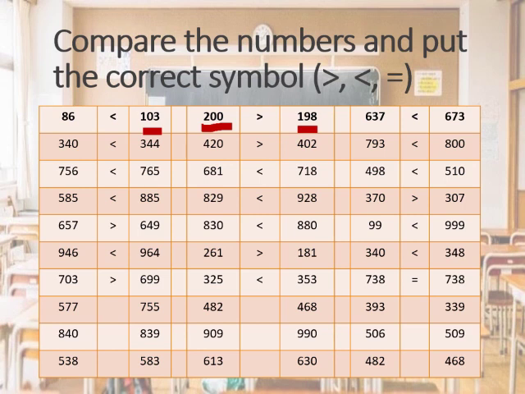Next question is 637 and 673. In both the numbers, in the hundreds place it is 6, in the tens place on one side it is 3 and on the other side it is 7. So 3 is less than 7. So 637 is less than 673. Students, now I hope you have understood these questions properly. Some of the questions I have done. Now the rest of the questions you will do by yourself in your book.